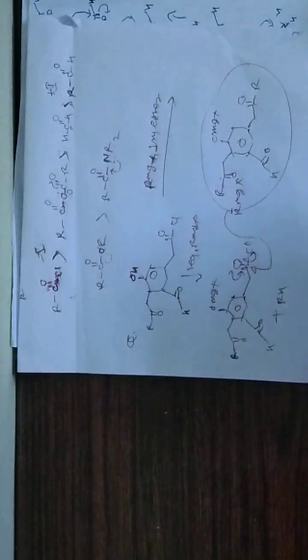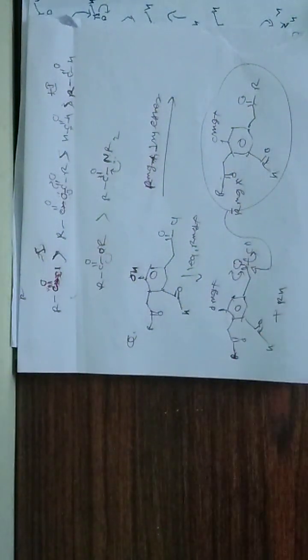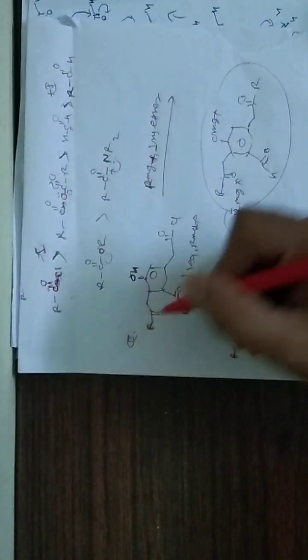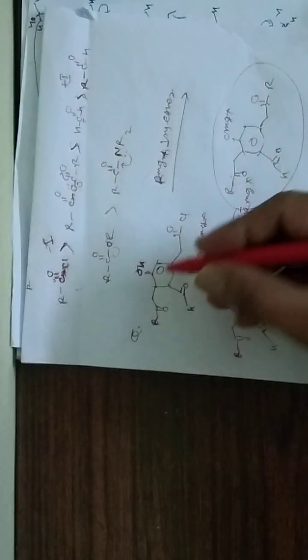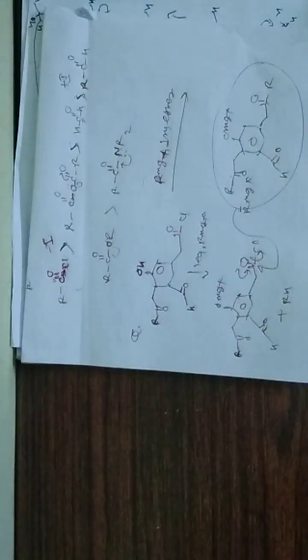So this is how you will make a mistake: you will think the RMgX group will attack the carbonyl carbon. But if you see carefully, here is one acidic proton, so the acid-base reaction will be preferred.